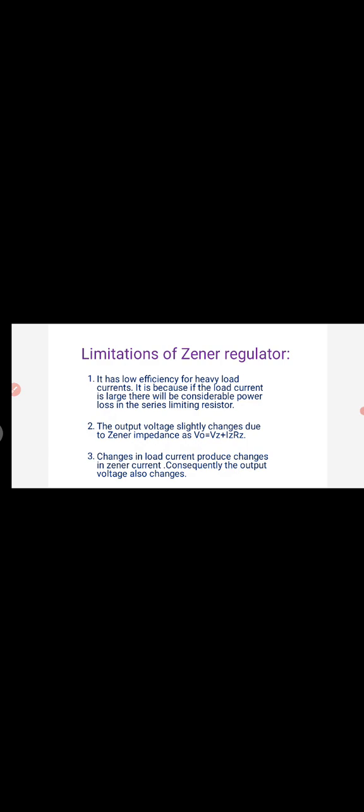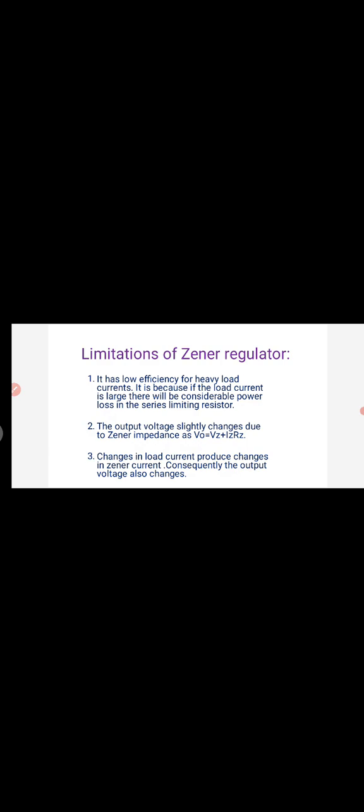Next, the third point is, changes in load current produce changes in Zener current. When the load current changes, the Zener current also changes. Consequently, the output voltage also changes. Because when the load current changes, the current flowing through the Zener diode also changes, since those two are connected in parallel. So the changes in Zener current make the output voltage change as well. So these are the main limitations of the Zener regulator.